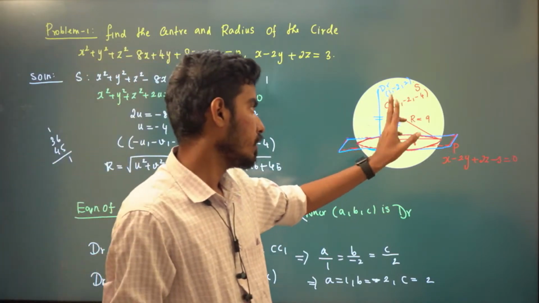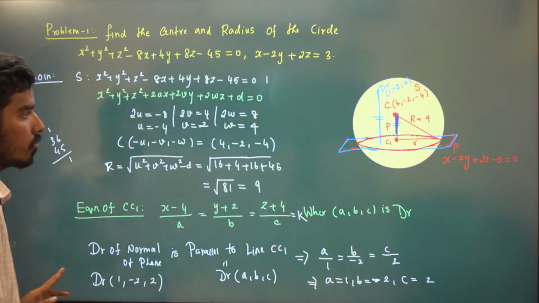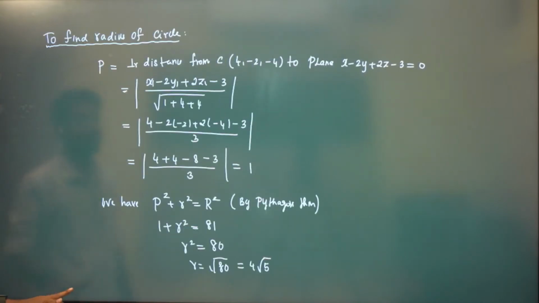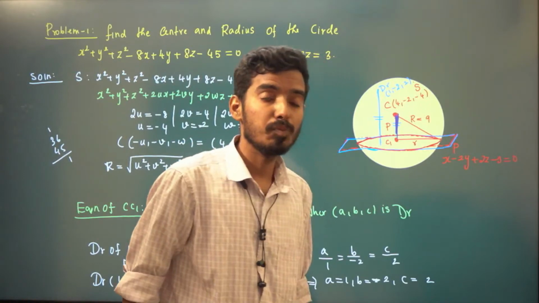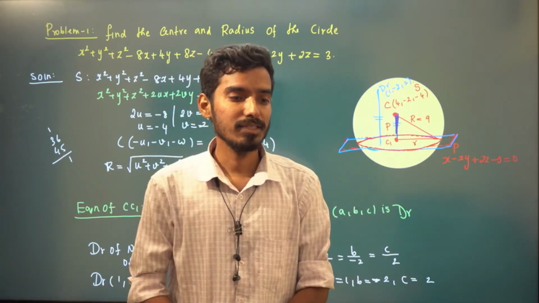So we already know P, we already know capital R, we need to know small r. You can do that by Pythagoras theorem, right? So next class we will do more problems based on this. As of now, you remember that whenever they give a sphere and a plane, that is a circle, right? So next class we will do more problems, right?